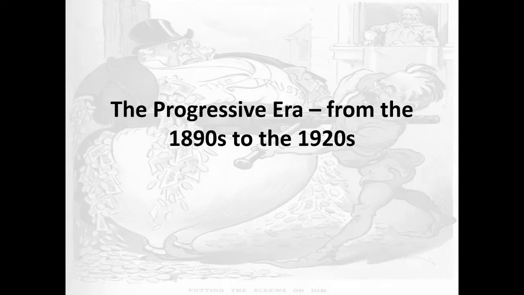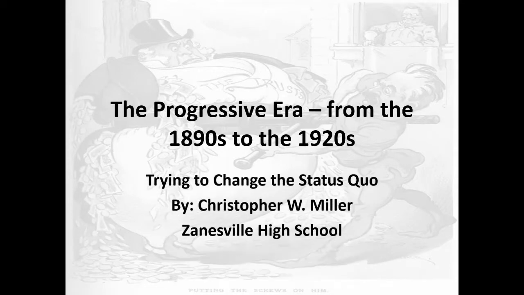And that's, again, the Progressive Era from the 1890s to the 1920s. Trying to change the status quo. The status quo is what is normal and what is accepted. And for many people in this time period, the status quo was unacceptable.